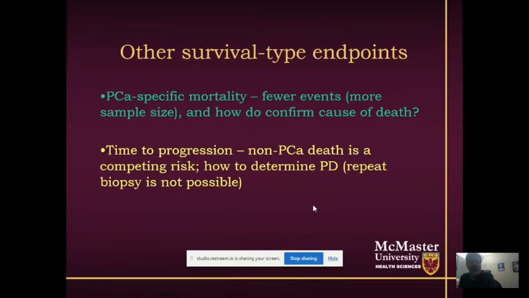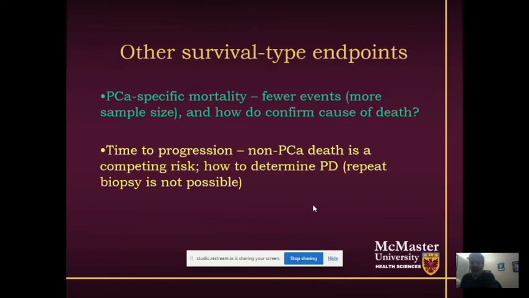So prostate cancer specific mortality. Now, this does have fewer events than overall mortality, but is actually specific because, again, with overall survival, a lot of these patients do die of other things. With prostate cancer specific, we know that it's related directly to the prostate cancer. So if the treatment was effective, it would greatly reduce the prostate cancer mortality. Of course, some of the difficulties are, how do you actually confirm the cause of death in most of the men?